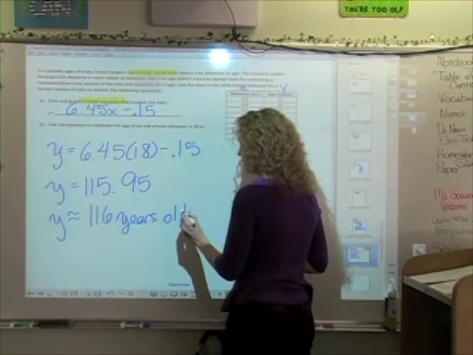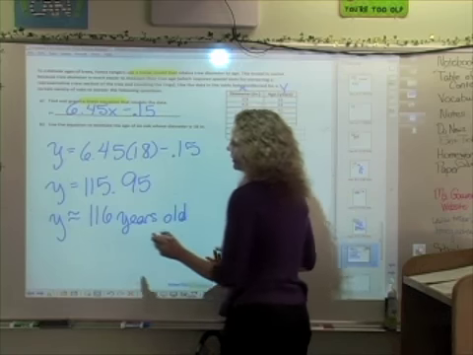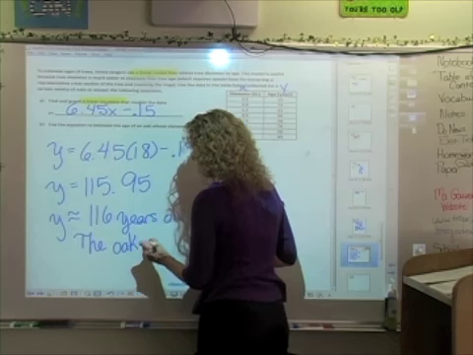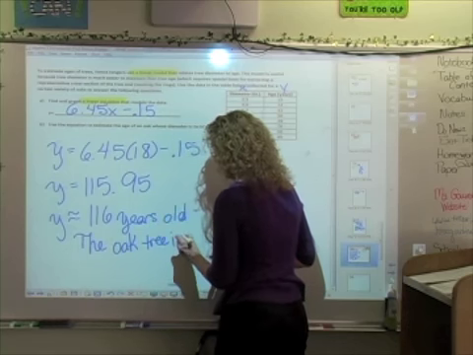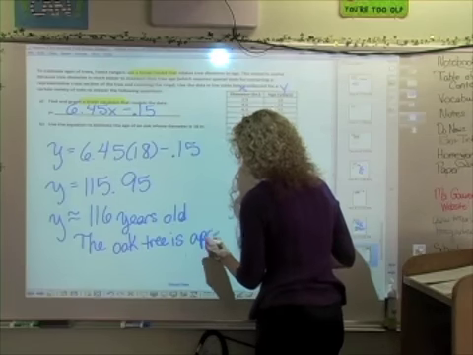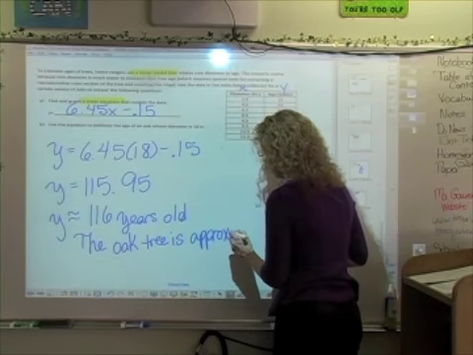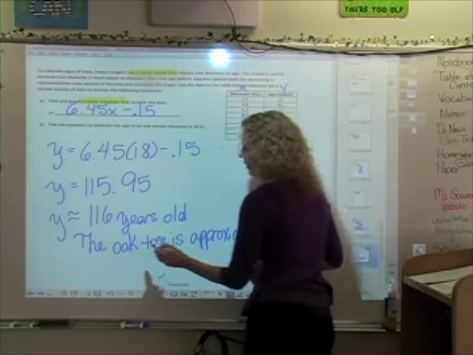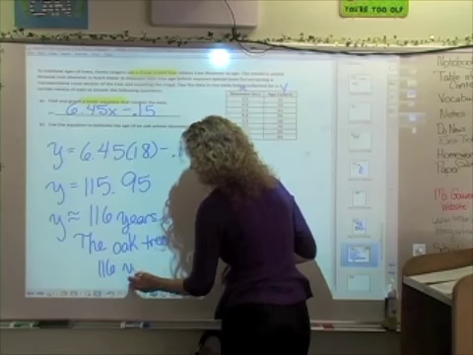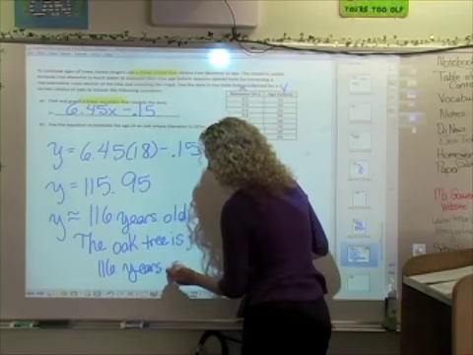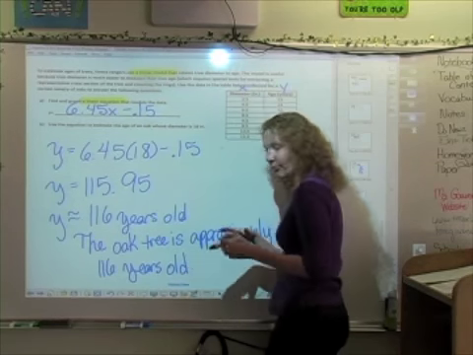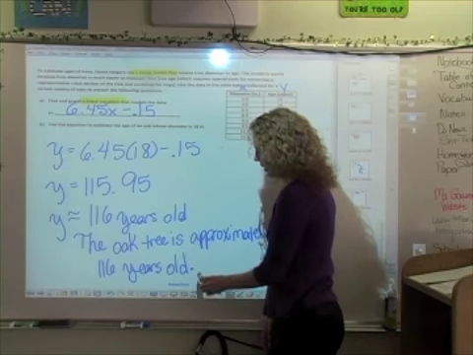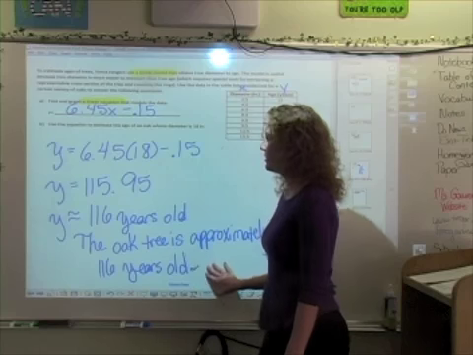So if I wrote that in a complete sentence, I would say the oak tree is approximately 116 years old. Make sure that on your free responses on your exam, you're writing in complete sentences and everything when you're given your responses, okay? So make sure you're writing complete sentences.